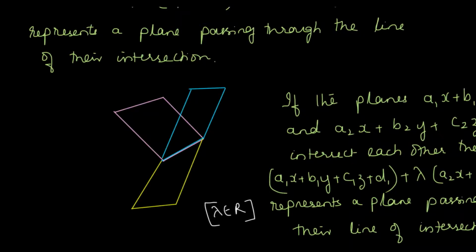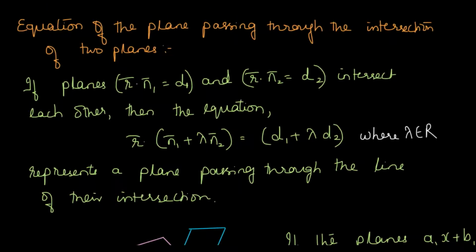And that is the equation which we are going to go through without proving it actually. It is going to come in useful in one of your other exams like JEE or CET, etc., although we may not have sums in this chapter for this. So, if the planes r dot n1 is equal to d1 and r dot n2 is equal to d2 intersect each other, then the equation r dot (n1 plus lambda n2) is equal to d1 plus lambda d2, where lambda is any real number, represents a plane passing through their line of intersection. So that is what the equation is.